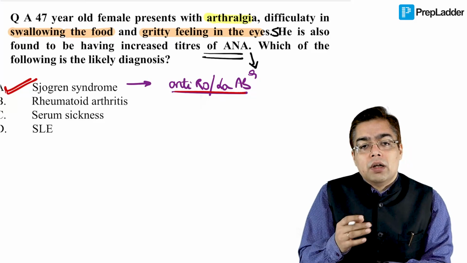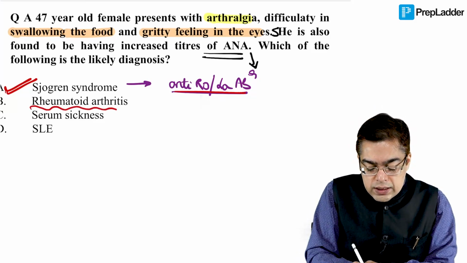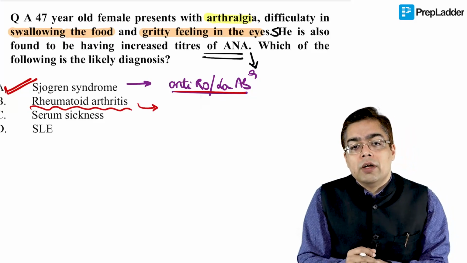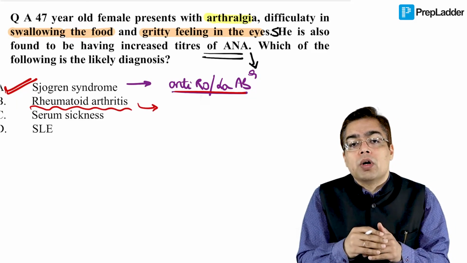Having a look at the other options, rheumatoid arthritis, the classical presentation would have been of a female, but then she is going to be getting up in the morning with a complaint of swelling and certain kind of morning stiffness.